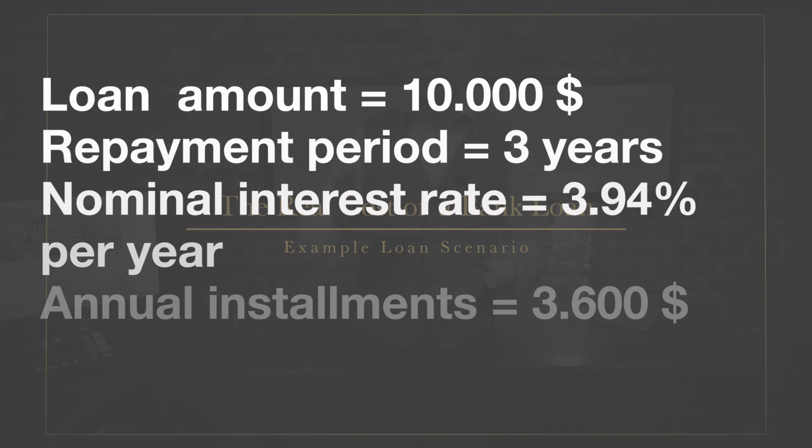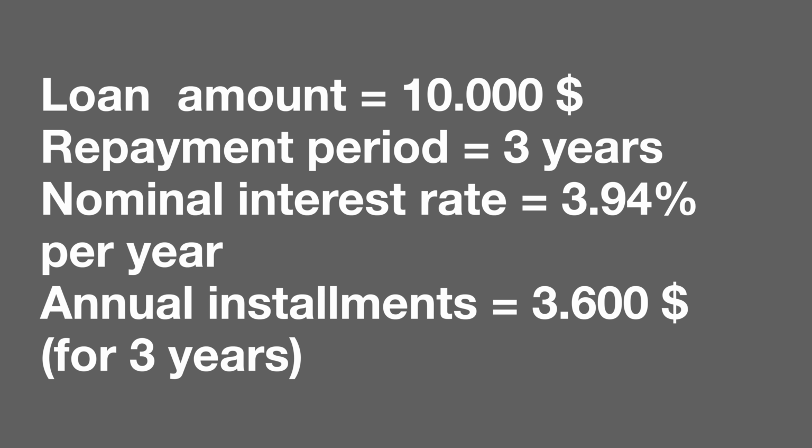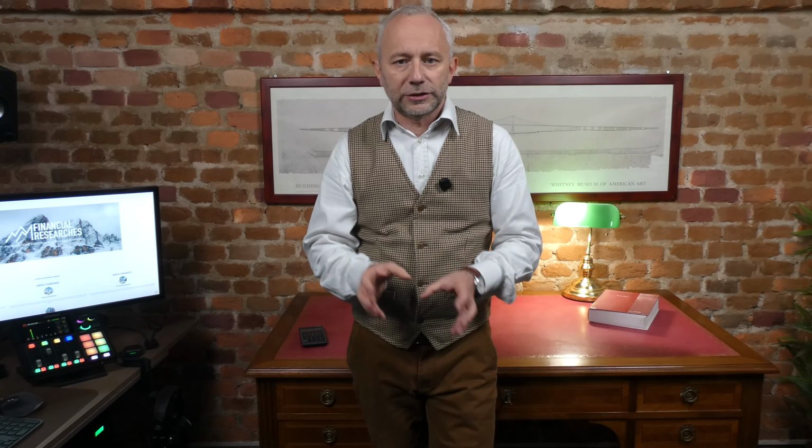Suppose you borrow $10,000 from your bank to be repaid over 3 years with fixed payments of $3,600 per year. The bank advertises an annual interest rate of about 3.94%. But in reality, you don't actually receive the full $10,000. The bank deducts $200 as an opening fee, so what lands in your account is only $9,800. On top of that, each installment comes with a $15 collection fee. So the real cash flows look like this.